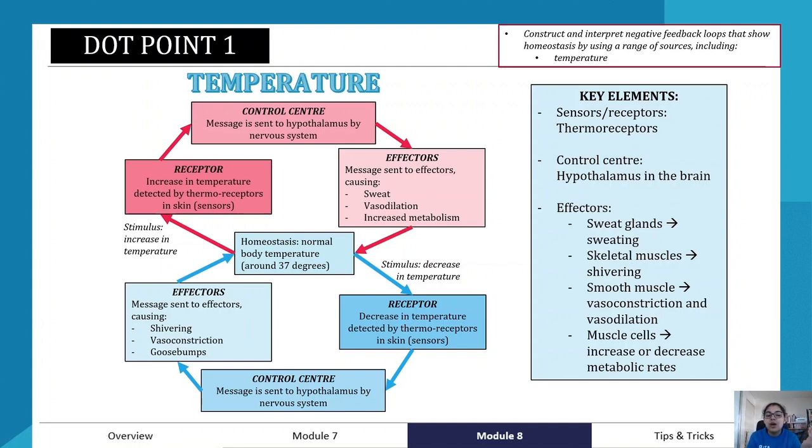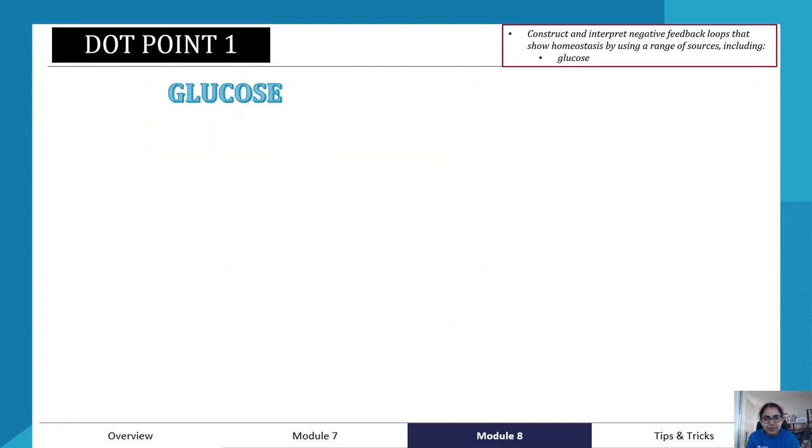Smooth muscles will either vasoconstrict or dilate. They're going to cause vasoconstriction or vasodilation. And muscle cells are going to increase or decrease the metabolic rates. Okay, that's the temperature homeostasis.